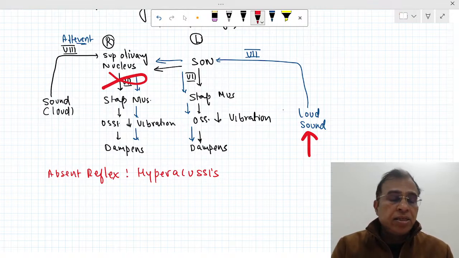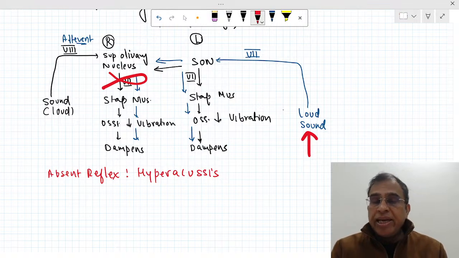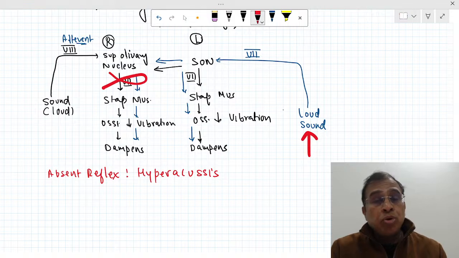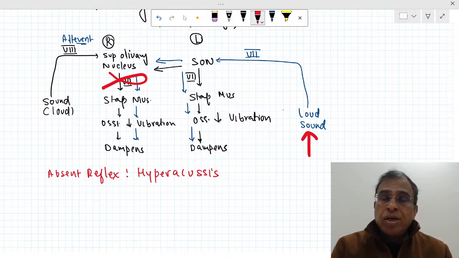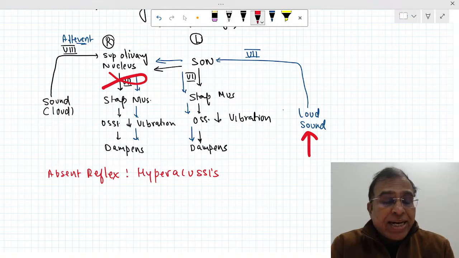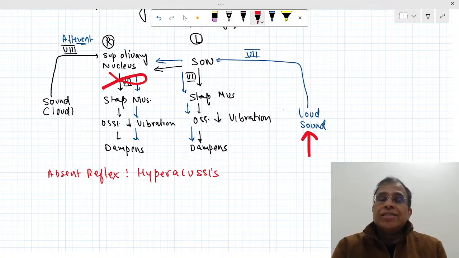Please write the answer in the comment box. You have to write A, B, C, D. Choice A is absent reflex on the ipsilateral side. Choice B is absent reflex on the contralateral side. Choice C is absent reflex on both the sides, and choice D is normal reflex on both the sides. So what is your answer? Let's see. What do you have to say? Please write in the comment box. I'm waiting for your answers.